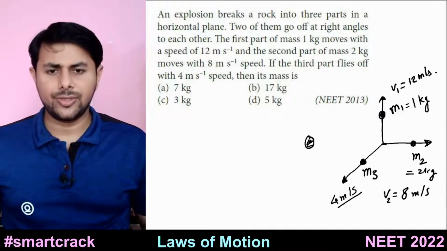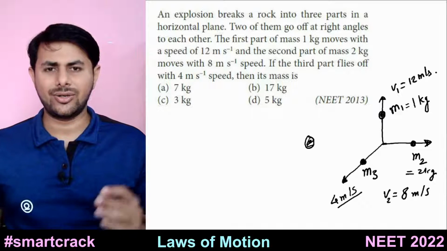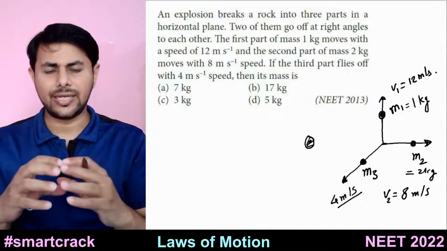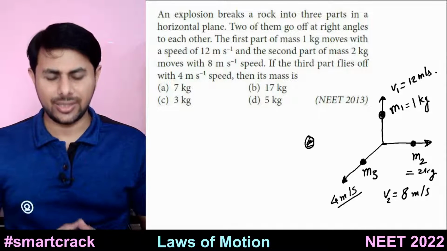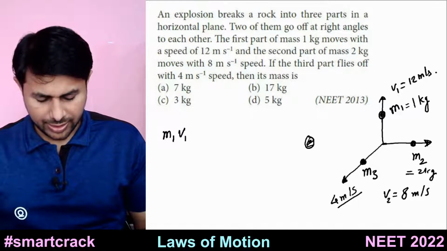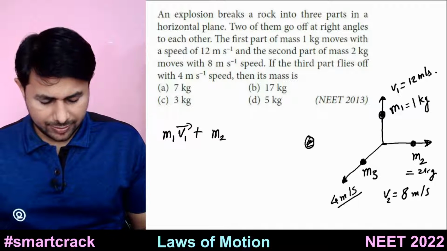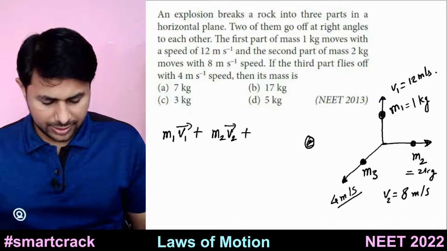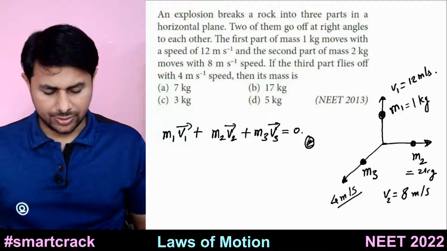So we can substitute these values into what? We need to consider here the law of conservation of momentum. So this is an explosion. There is no external force. So what we can say is m1 v1 bar plus m2 v2 bar plus m3 v3 bar must be equal to 0.